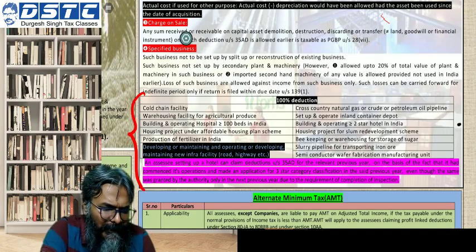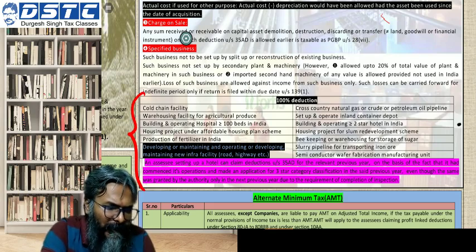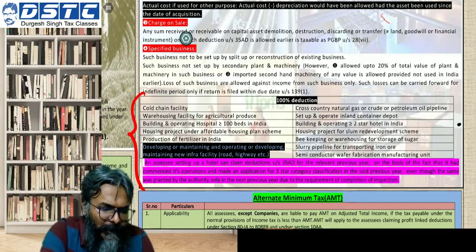You don't have to memorize it by heart, you just have to go through the same. Cold chain facilities are specified businesses. Warehousing facilities, all these are specified businesses. Building and operating hospitals with a minimum of 100 beds. Housing projects under the affordable housing scheme.